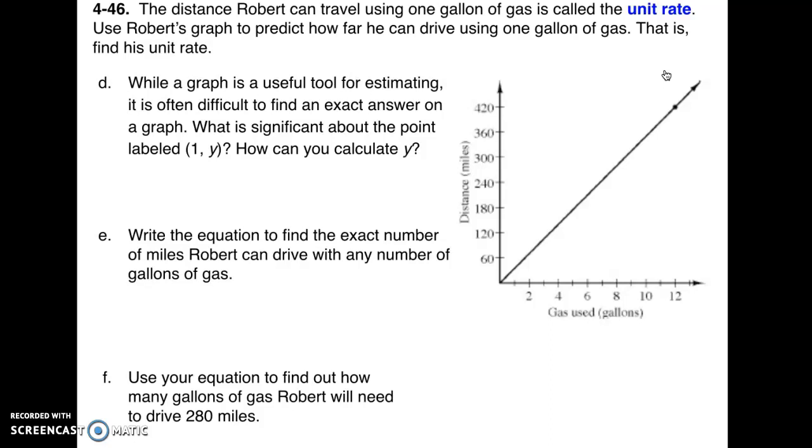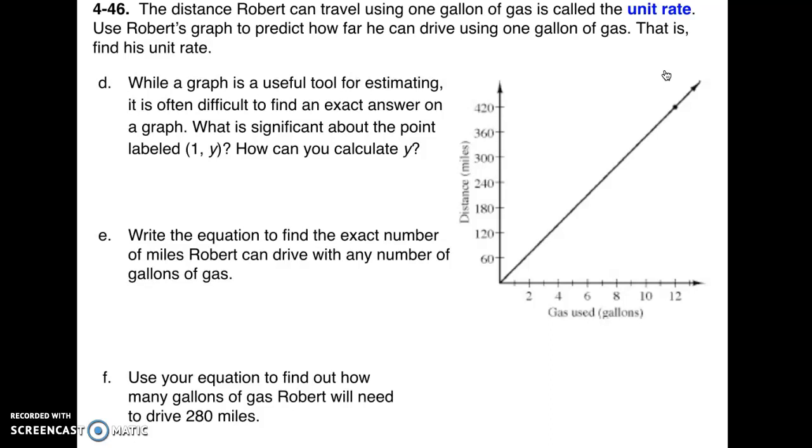unit. So in this example, it is asking you, while we have the graph can be a very useful tool for estimating, it is oftentimes quite difficult to use a graph to find an exact answer. And if you look, it's asking you what is the significance about the point labeled 1, y. 1, y is an ordered pair where 1 represents your x value. If you look at your graph, your x-axis is the gas used in gallons. So we're looking to find out when x is 1.